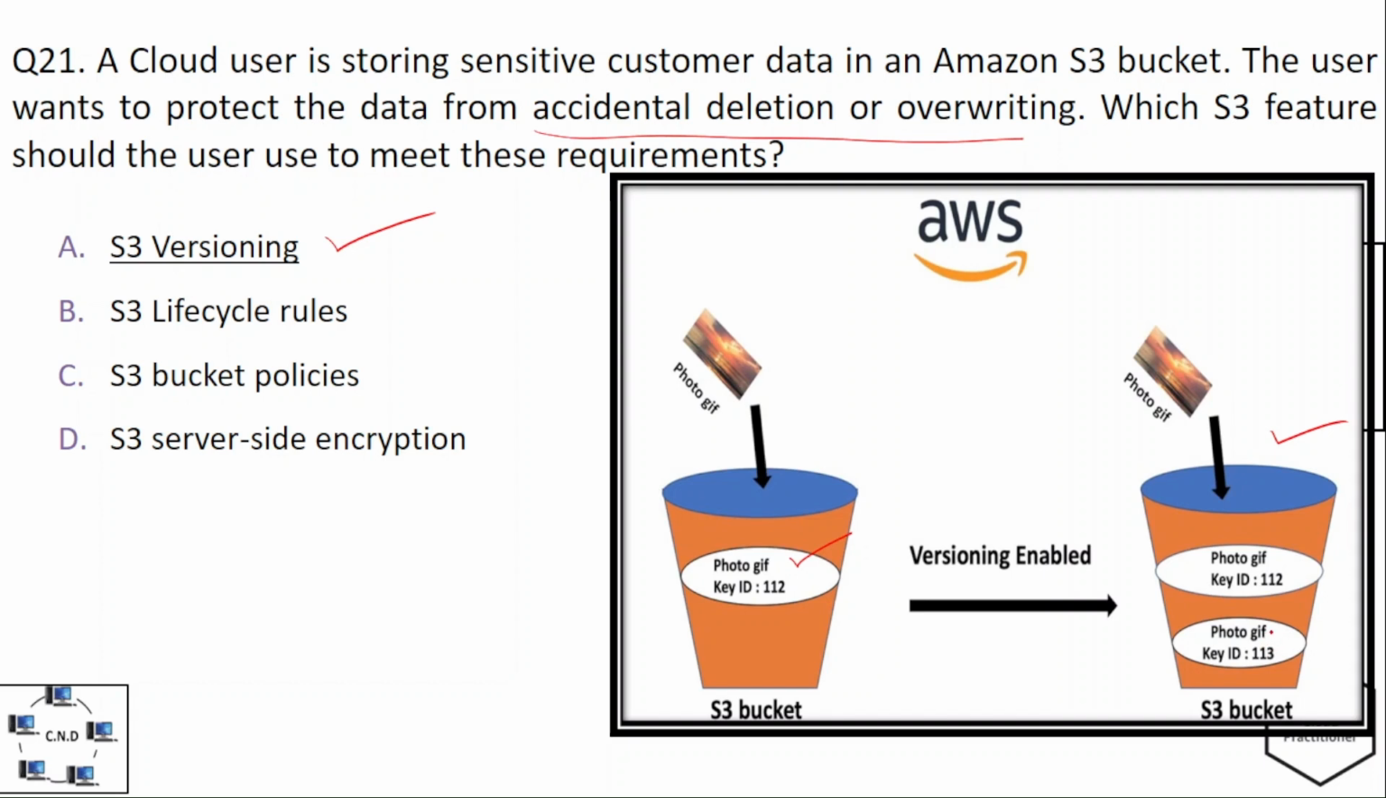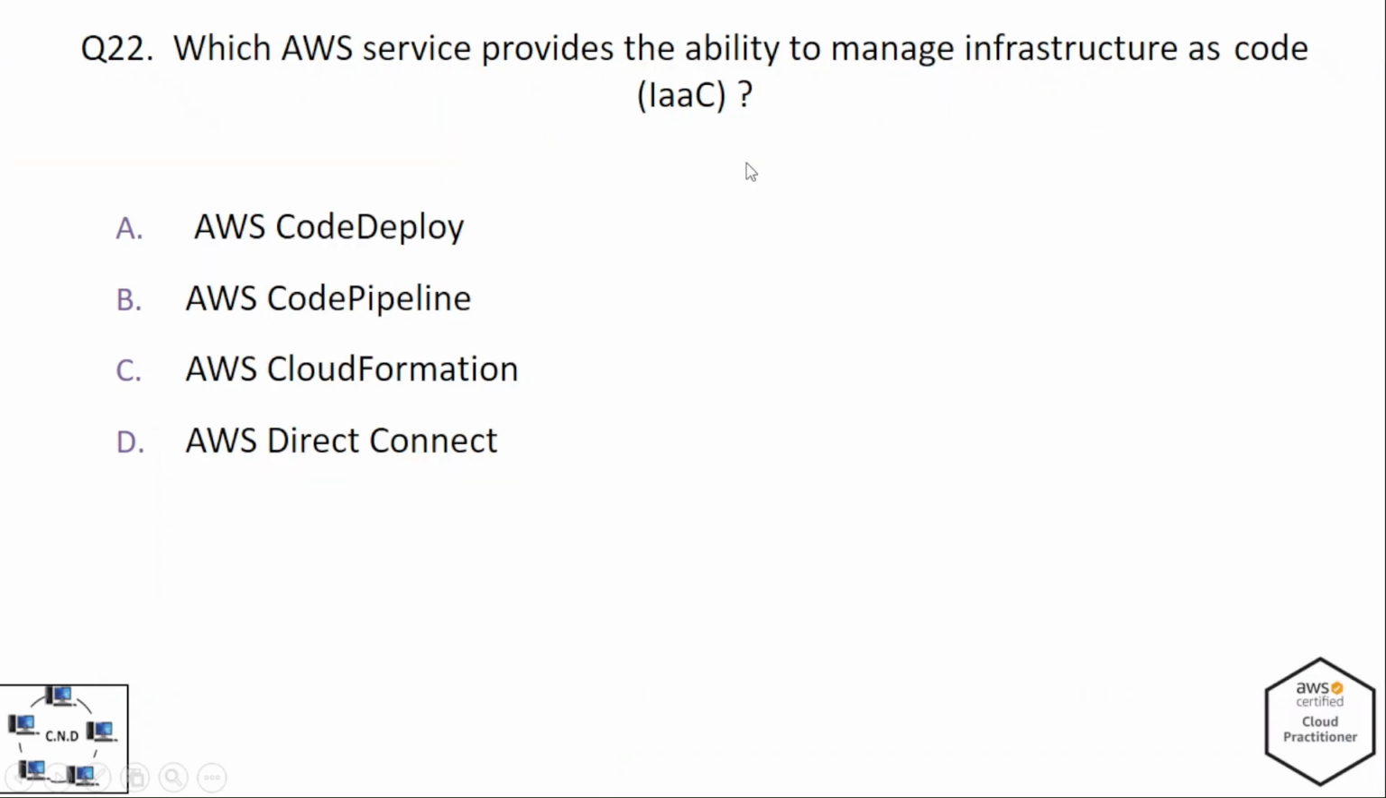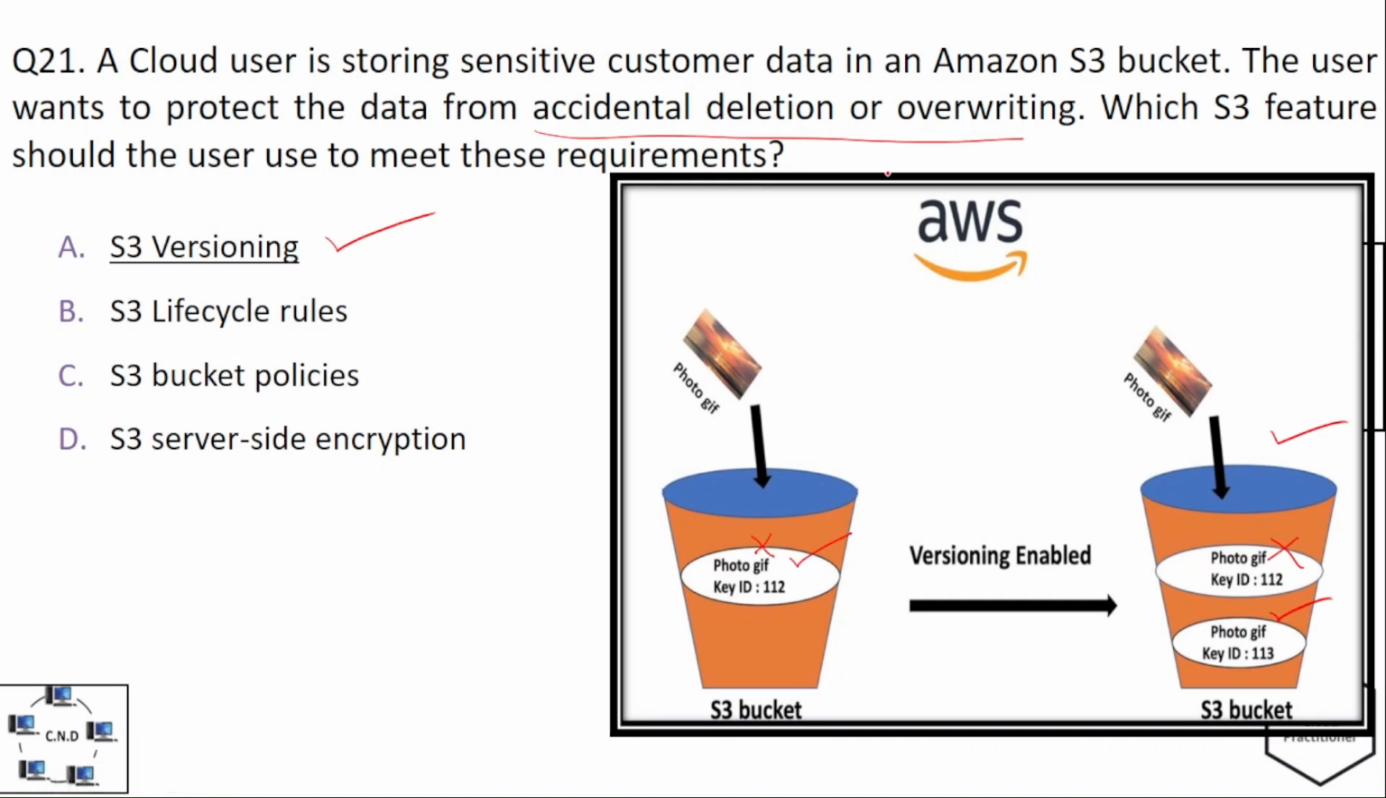versions or two copies. So if one gets accidentally deleted, we can still recover the photo using the versioning feature, while in the S3 bucket without versioning enabled, once the photo is deleted, it's gone forever. So this is the benefit of S3 versioning, that it helps us recover a photo or any data from accidental deletion or overwriting. Let's go to the next question.